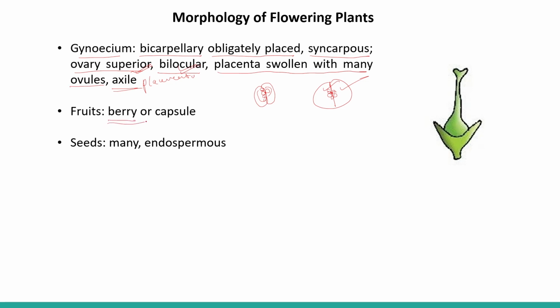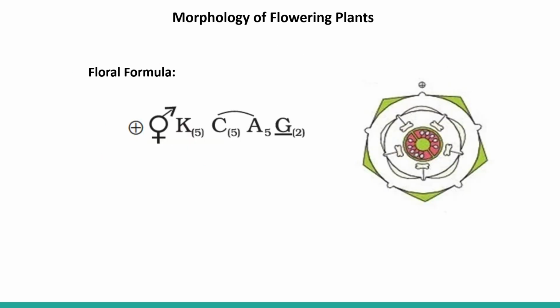Fruit is berry or capsule. So either capsule or berry is the form of the fruit. Seeds are many and all are endospermous. They bear endosperm, so that is why it is called endospermous.